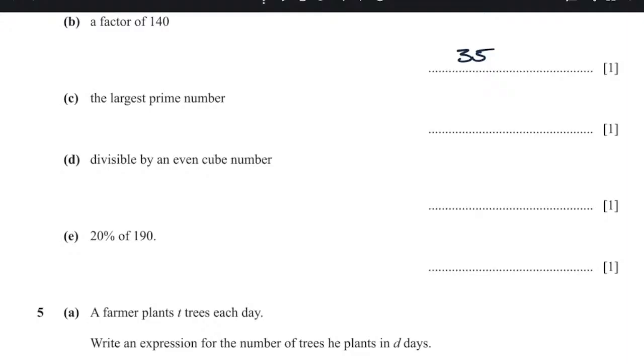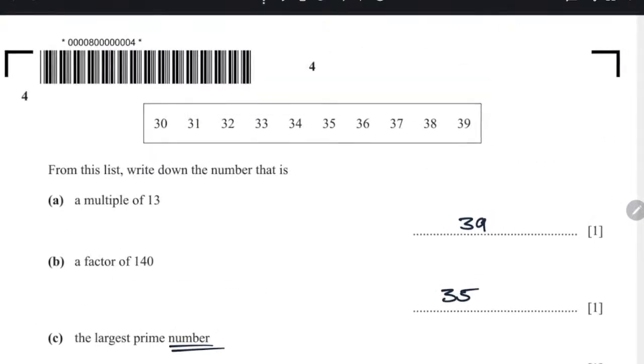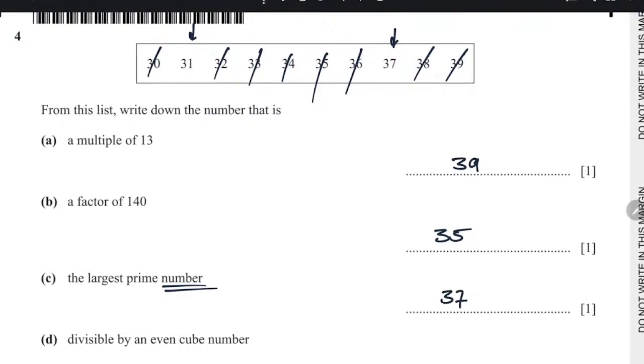Now let's do here. It says next, the largest prime number. Prime numbers are numbers that only 1 and itself can go into. So 30 is not, 2 can go into there. 32 is not, 33 is not, 11 and 3 can go into it. 34 is not, 35 is not, 36 is not, 37 is a prime number. 38 is not, 39 is not. Who can go into 38? I think 2, yeah? So it's not. So the prime numbers are these ones where only 1 and itself can go into. And which one is the largest one there? 37. Okay?